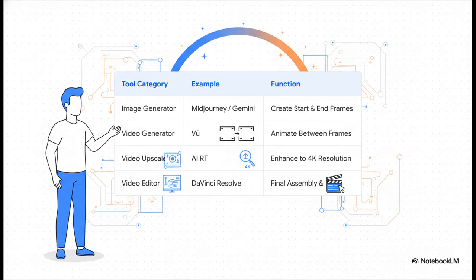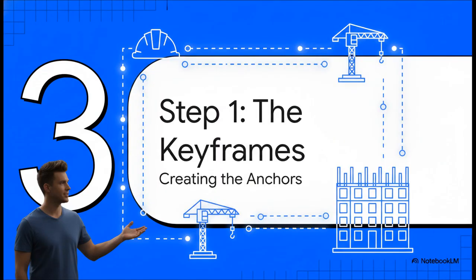So here's a quick look at our tool stack. We're going to start with an image generator, something like Midjourney, to create our main images. Then we'll jump to a video generator, like Veo or Runway ML, to actually animate between them. After that, a video upscaler will get everything looking super crisp in 4K. And finally, we'll pull it all together in a pro editor like DaVinci Resolve. All right, let's dive in.